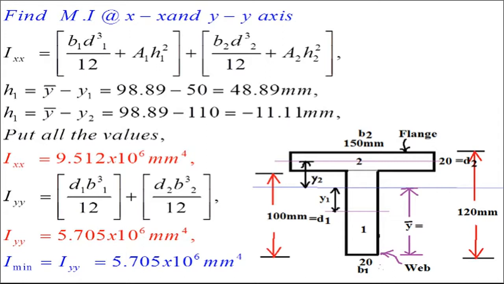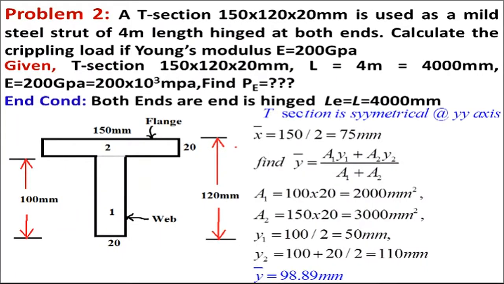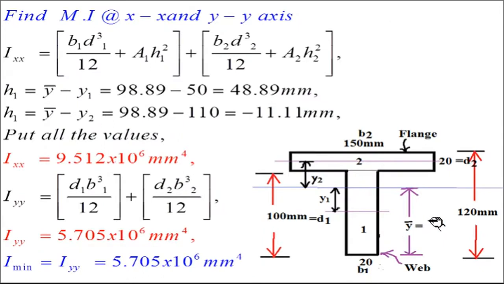Okay, now see the given figure. So I have shown this as y bar. What y bar have we calculated here? This y bar is 98.89. This is y bar, this particular distance. So how do we calculate the moment of inertia of a T section?